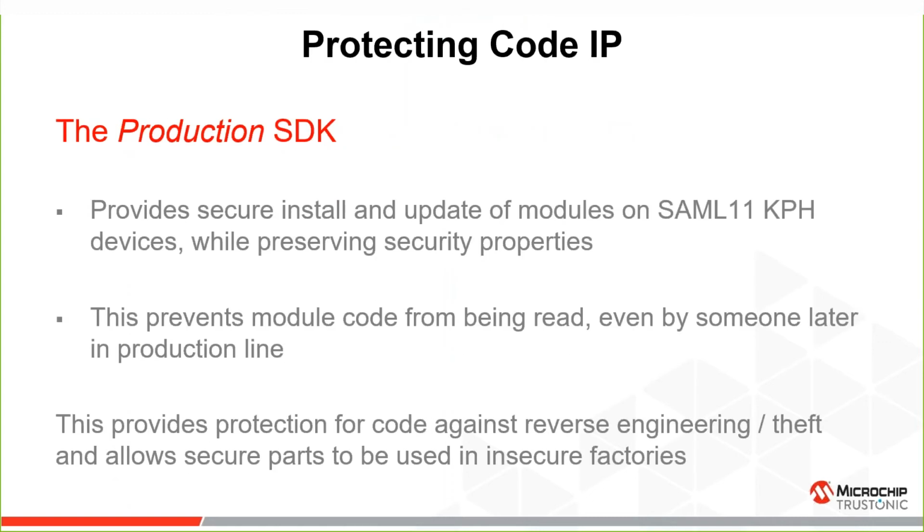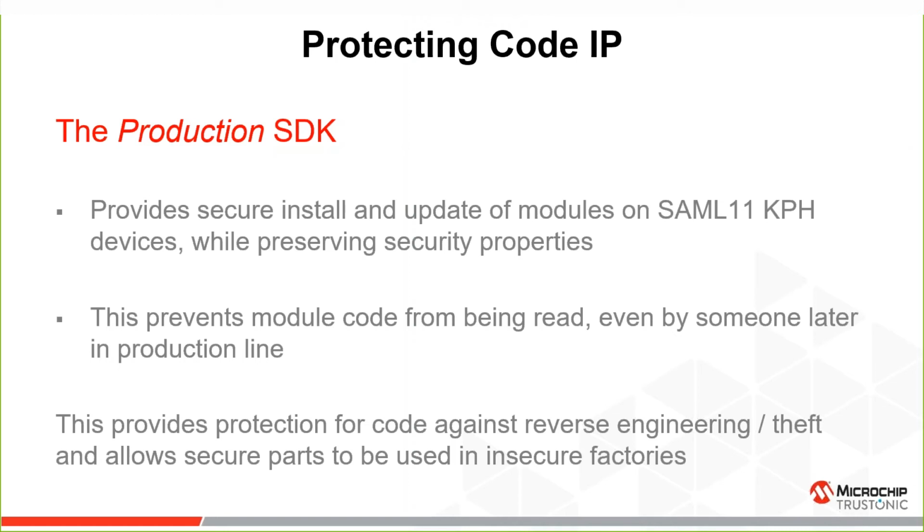Just to touch briefly on code IP, our production SDK that we provide for secure flashing allows you to add modules into a device which is already protected, so that when those modules are added, they're sort of write-only. We keep the key, we keep other modules that are already present in the device, and we can add new modules. That means that if you then pass that device on to somebody further down the production line or to another factory, they can use those modules, but they can't read them back out again.